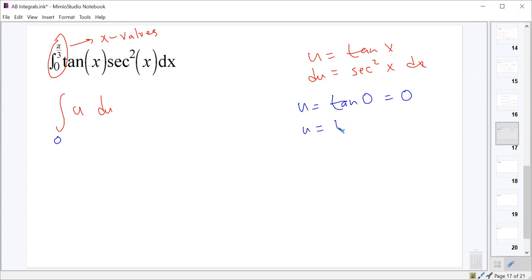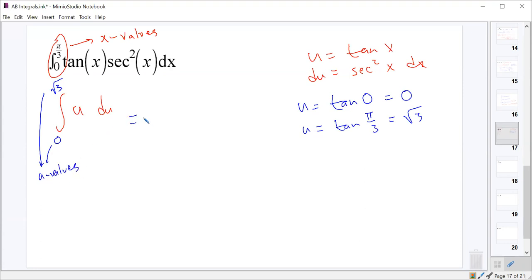What about, what does u equal when x is pi over 3? What's the tangent of pi over 3? That should be like all 29 of you at once unmuting yourself and telling me that the tangent of pi over 3 is √3. You should all know that value. So our upper limit is now going to turn into √3. And these are now u values.